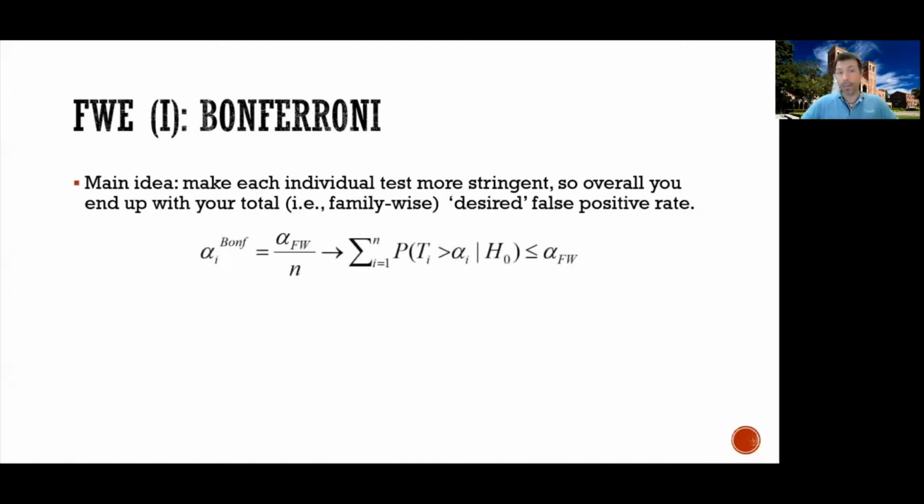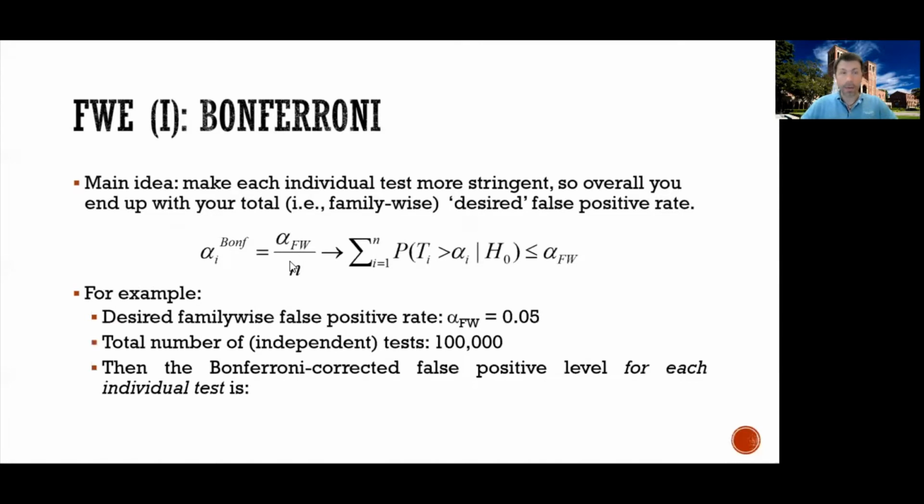So the idea looks something like this. In order to achieve a family-wise Bonferroni of 5%, let's say, over my n tests, I need to set each individual test to be 5% divided by n. So again, in our case, let's say we want a 5% family-wise error rate. So over all the tests that we're doing, we want at most to have a 5% chance of having one false positive or more.